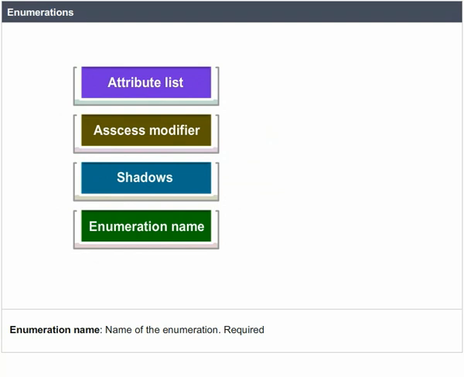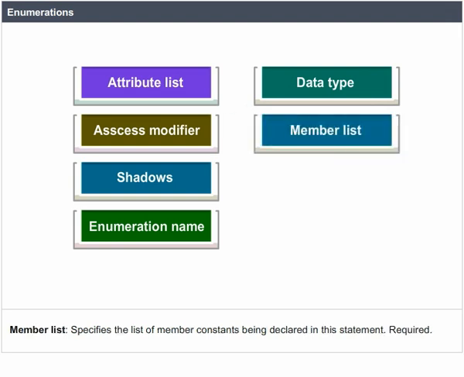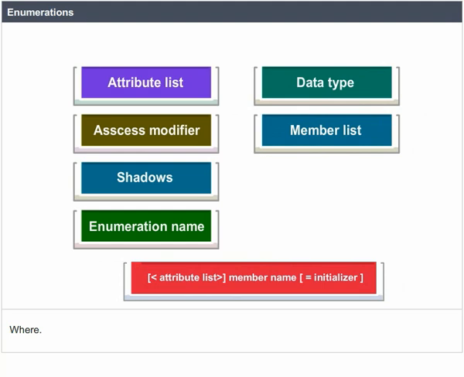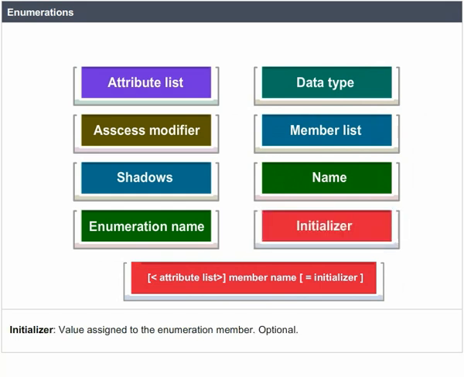Enumeration name. Name of the enumeration, required. Data type specifies the data type of the enumeration and all its members. Member list specifies the list of member constants being declared in this statement, required. Where name specifies the name of the member, required. Initializer, value assigned to the enumeration member, optional.